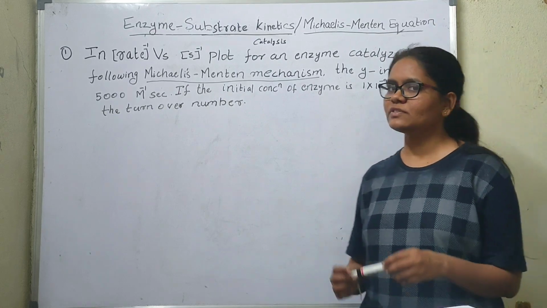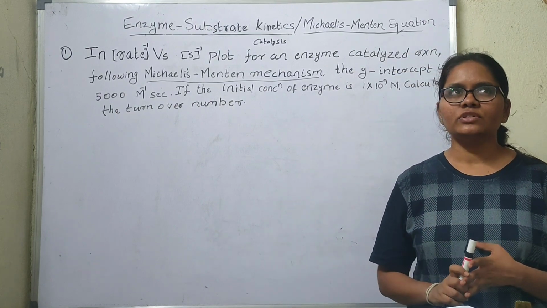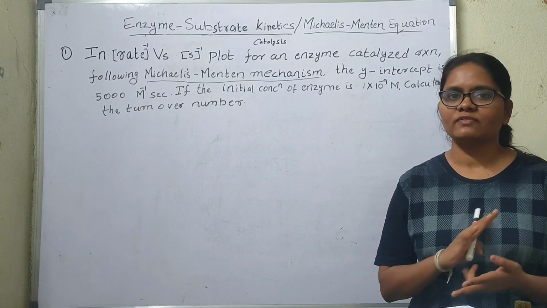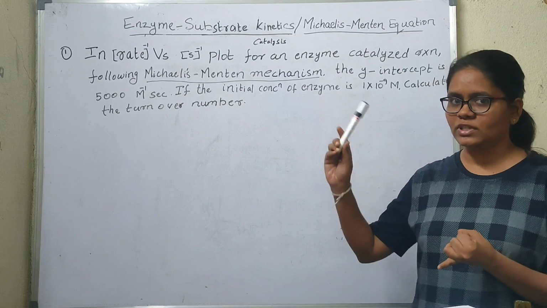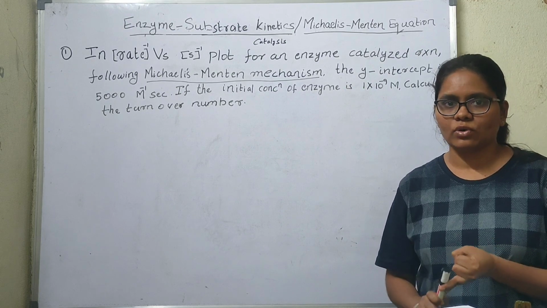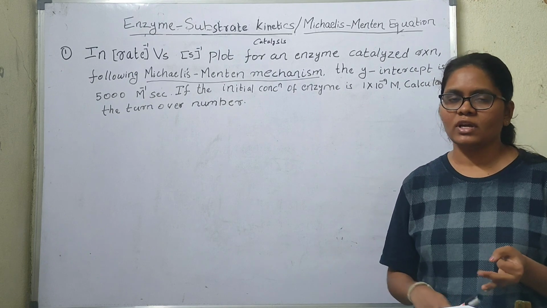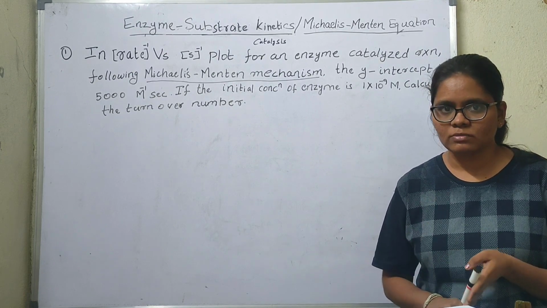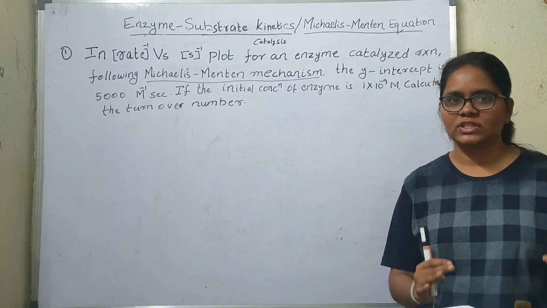I have already posted a video on the theory portion of enzyme substrate catalysis. That video is nearly 45 minutes, but in that 45 minutes we have covered the entire thing: the derivation of the rate equation for enzyme substrate catalysis, and the different types of linear and non-linear plots like the Lineweaver-Burk plot and the Eadie-Hofstee plot. I have also taught what is catalytic efficiency, what is turnover number, and the significance of the Michaelis constant. So all this theory portion is covered in that video.